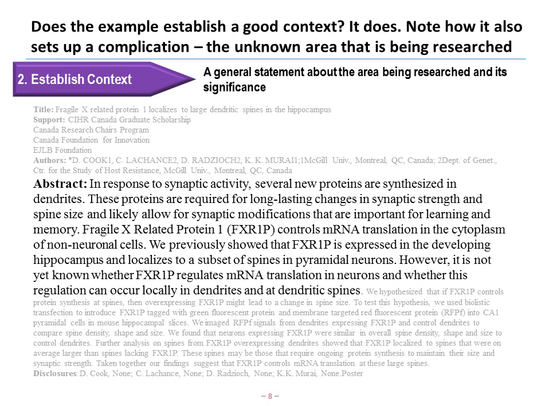Fragile X-related protein controls mRNA translation in the cytoplasm of non-neuronal cells. We previously showed that FXR1P is expressed in the developing hippocampus and localizes to a subset of spines and pyramidal neurons. However, it is not yet known whether FXR1P regulates mRNA translation in neurons and whether this regulation can occur locally in dendrites and dendritic spines. So the example establishes a good context and lets you know about the complication and the area of research that's being addressed.